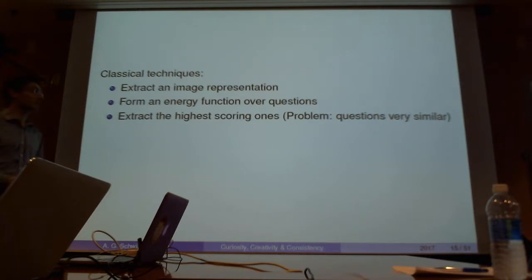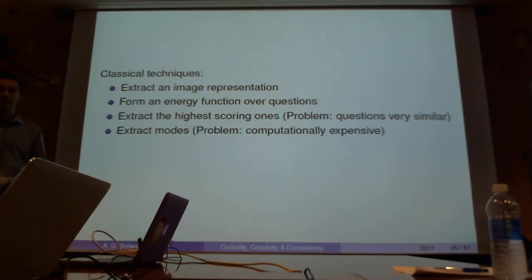Then you could argue, okay, if that's not what we want, how about I extract the modes of my probability distribution? You could go for that. The problem is, in high-dimensional probability spaces, that's computationally very expensive to do. And we want techniques where you feed in the image and you get an output almost instantly. Could we come up with systems like that? That's the question we were asking ourselves.